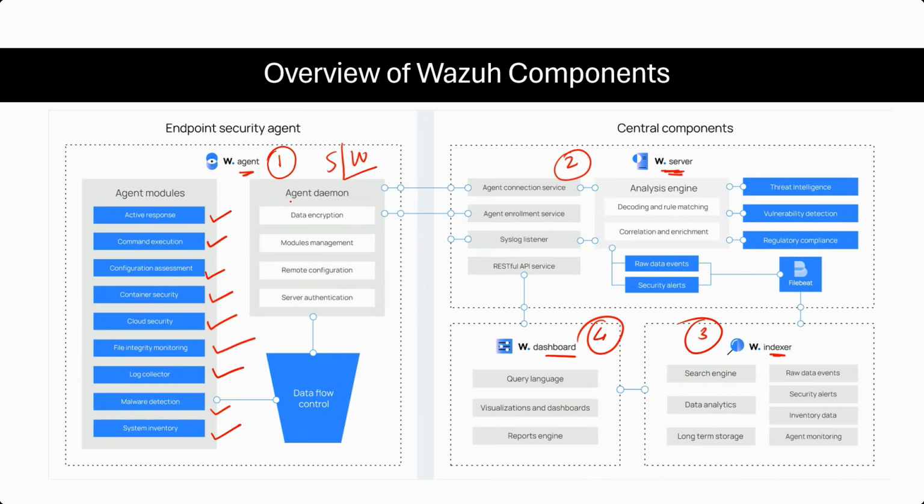Okay. Next, we have agent daemon. We have data encryption. These are all the processes that keep running. We have modules management. We have remote configuration, server authentication. So these are all the daemons that run all the time. Okay. Now, once any of these modules collect any specific logs, they will send it to the server immediately. You got it? This will be sent to the server.